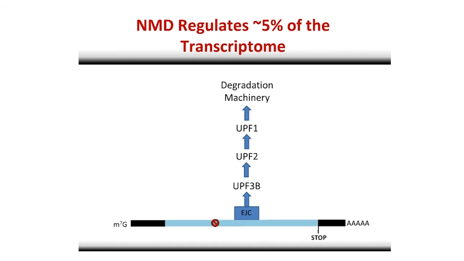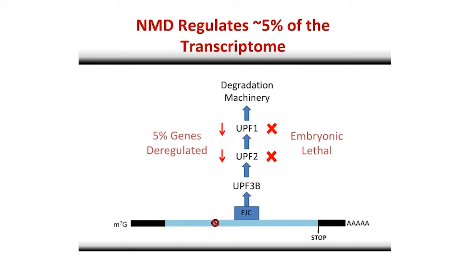So, how many transcripts are like this? Well, in fact, if you knock down UPF1 or UPF2 in cultured cell lines, you end up getting around 5% of the transcriptome deregulated. So that's a very large proportion of genes which are directly or indirectly affected by this NMD pathway. And these genes are actually important for development, because if you knock out UPF1 and UPF2 in mice, in zebrafish, in Drosophila, you actually get an embryonic lethal phenotype.